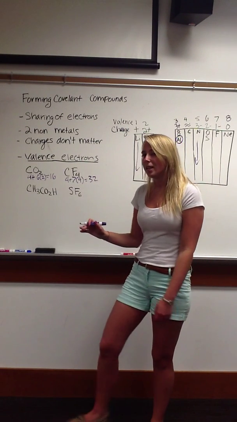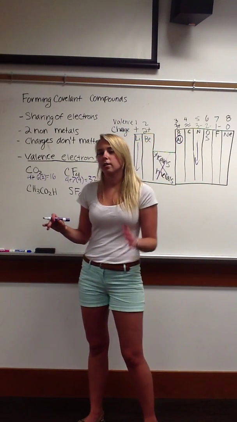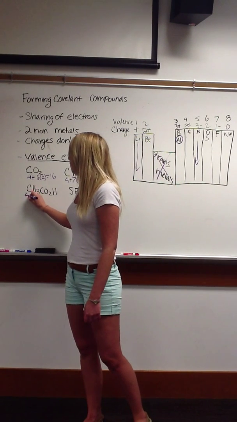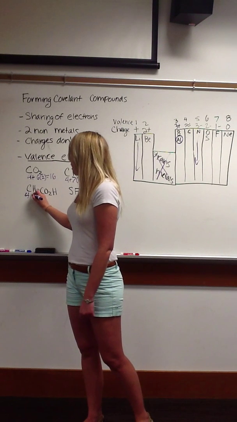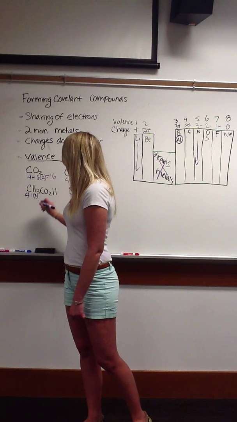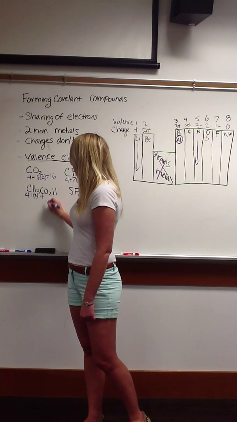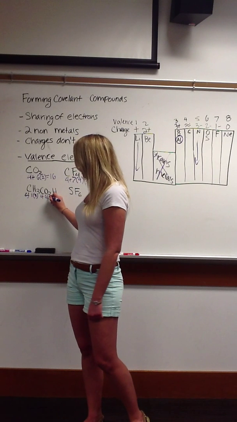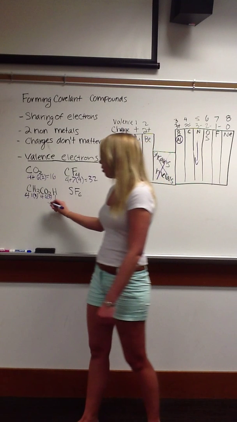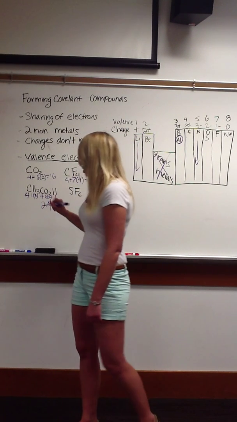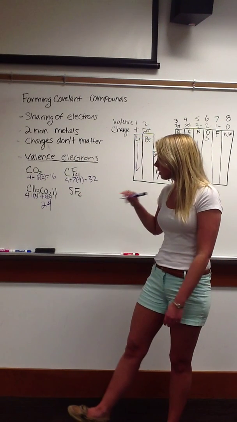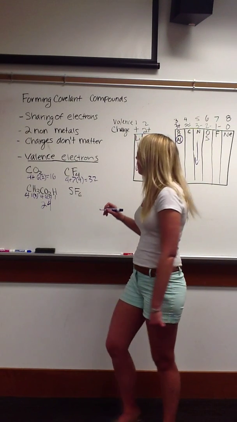This next one is acetic acid, and we're going to talk about acetic acid actually in the next few weeks, so that's a good thing to know. So acetic acid, let's go through. So we have 4 coming from that carbon. We have hydrogen, which is 1, but we have 3 of them. And then carbon again, which is 4. We have oxygen, which is 6, but we have 2 of them. And then hydrogen, which is 1, for a total of 24 valence electrons.